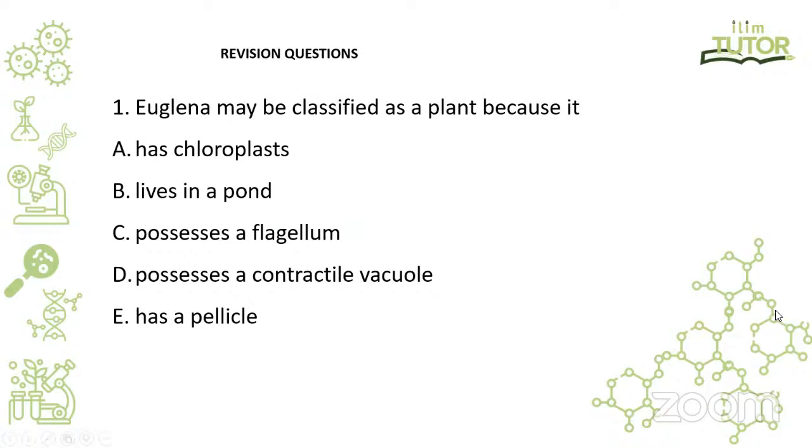Euglena may be classified as a plant because it, first of all, Euglena belongs to the kingdom Protista. And I said, when I was talking about the kingdom Protista, you have members that have plant-like characteristics and members that have animal-like characteristics, okay? Euglena is unique in its own case because it has both plant-like and animal-like characteristics. So if you were going to supply an answer to this question, what would your answer be?